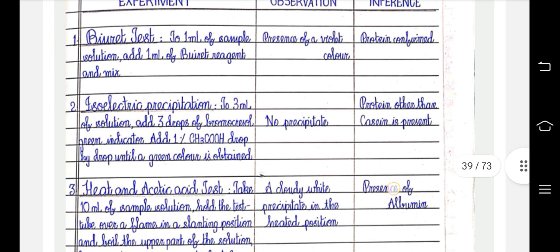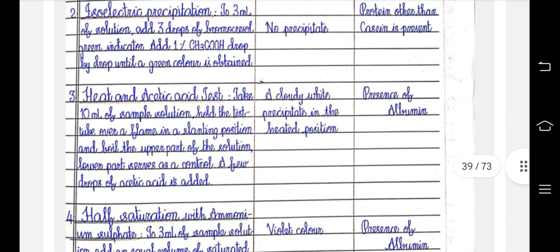Heat and acetic acid test. Take 10 ml of sample solution. Hold the test tube in a flame in a standing position and boil the upper part of the solution. Lower part serves as a control. Add a few drops of acetic acid. A cloudy white precipitate in the heated portion. Presence of albumin.